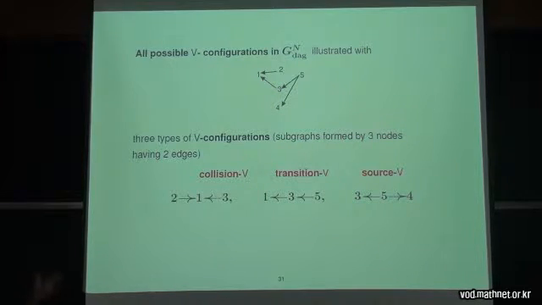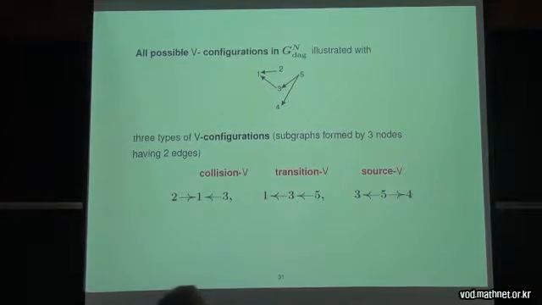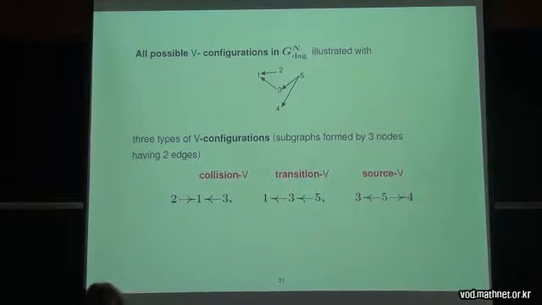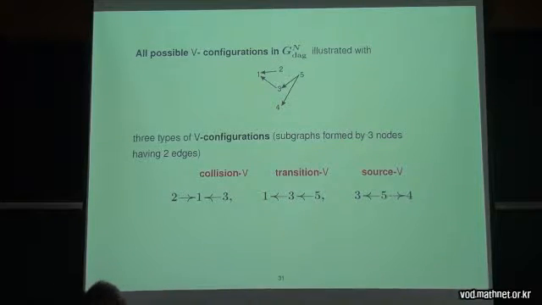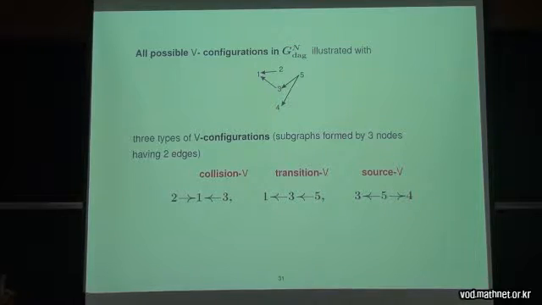And the transition V is showing, well, you have an explanatory variable. It doesn't have a direct effect on the response, but you have to have a transmitting variable, something that sends the information to the response. And so it's called a transition V. And the last one is called a sink or a source V, because you have a common explanatory variable to two outer nodes. So, these are the three types of V configurations that can occur in a directed acyclic graph.